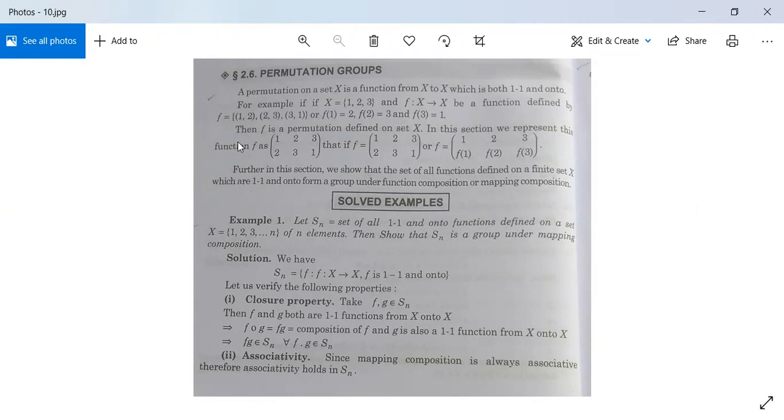In this section, we represent this function f with the X key values 1, 2, 3 written on top, and the corresponding values of f written just below them: 2, 3, 1, that is f(1), f(2), and f(3). Further in this section, we show that the set of all functions defined on a finite set X, which are 1-1 and onto, form a group under function composition or mapping composition.